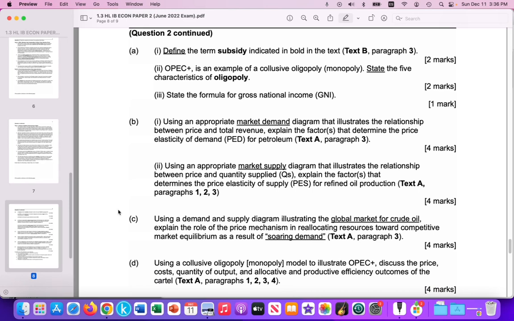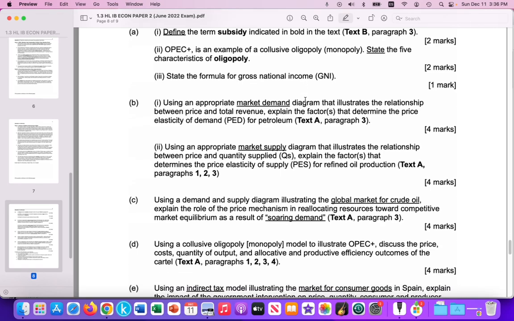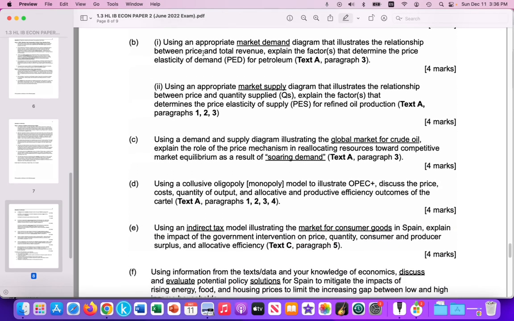The exam for paper 2 typically starts with some maybe definitions or short answer questions. Here we have defining a subsidy, define a collusive oligopoly, perhaps some math. I didn't include too much math on my paper 2 here, maybe giving the formula for, in this case, gross national income. But for this video, we're going to focus on this first question here.